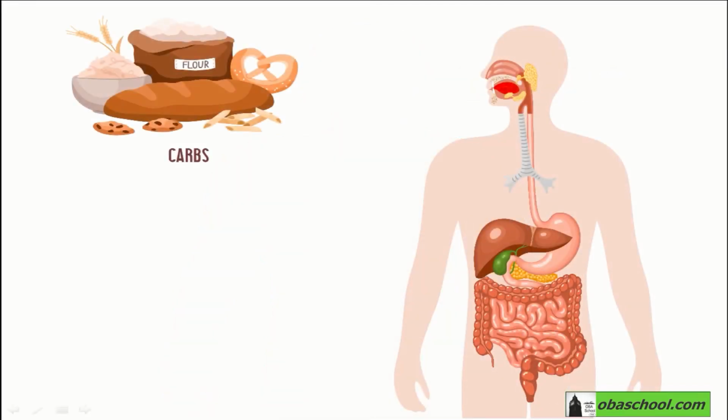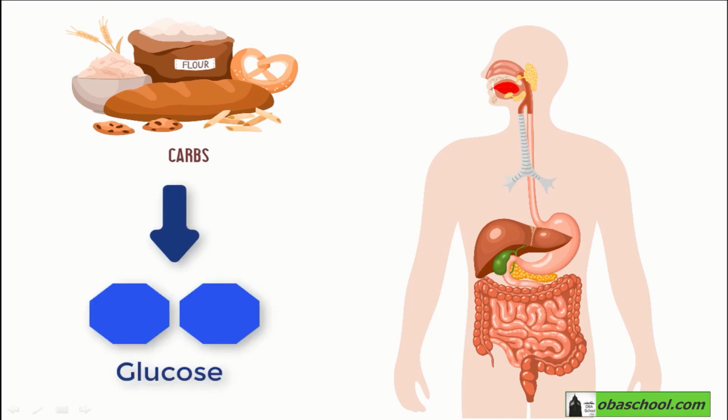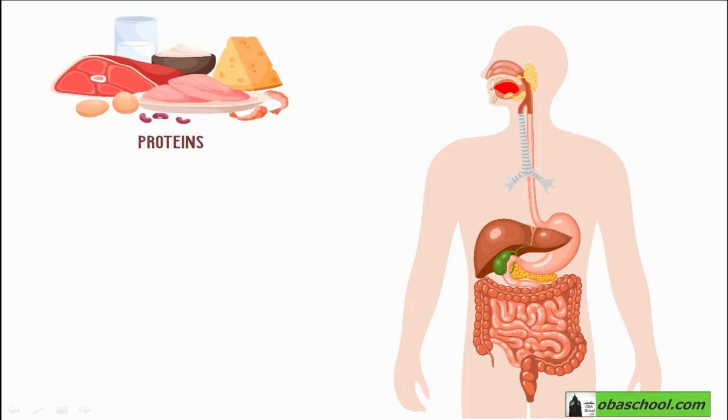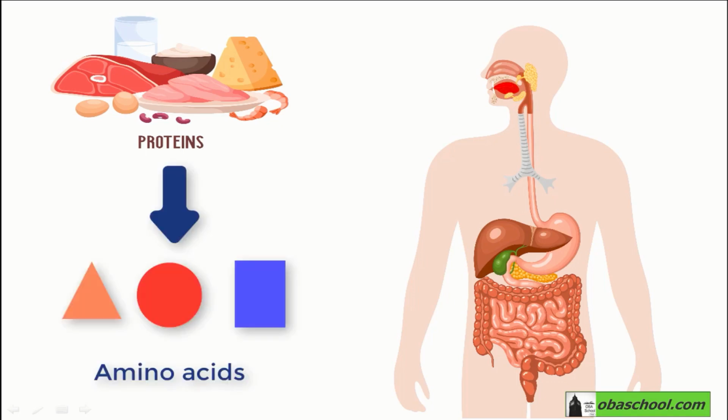Let's start with carbohydrates. Carbohydrates are broken down into sugars such as glucose by enzymes secreted from the salivary glands in the mouth, the glandular tissue lining in the small intestine, and the pancreas. The class of enzymes responsible for carbohydrate digestion is called carbohydrases. Example, amylase.